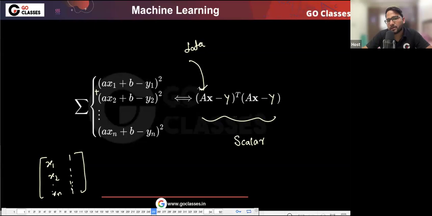What is the x? X is something that we're looking for, and if you're looking for something, we call it a parameter. Parameter means that we want to find out something. So this is your data, which is A, and whatever parameters you have, you put them in a vector. Let's suppose a and b are the parameters. You put them in a vector, with data augmented with the ones. Now minus y, and what is y here? Y is the ground truth.